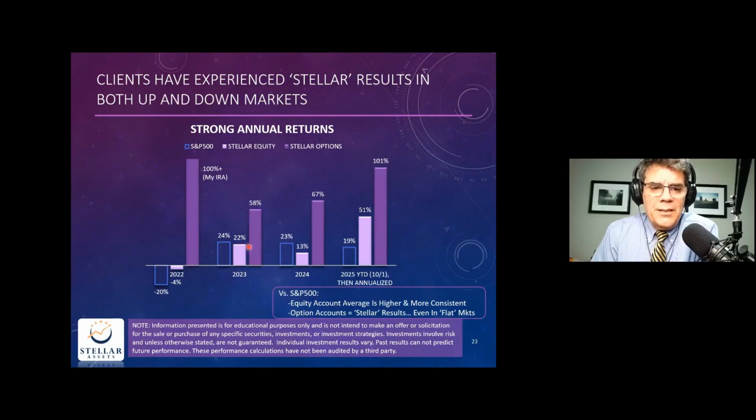Started offering option accounts to clients in early 23. And you can see great results in 23, 24, and year to date this year. Great results on our equity side as well with our modeling. We're on track for a 51% return this year on the equity side with downside protection. So that goes back to that statement, having your cake and eating it too. That's what we're attempting to do for you.